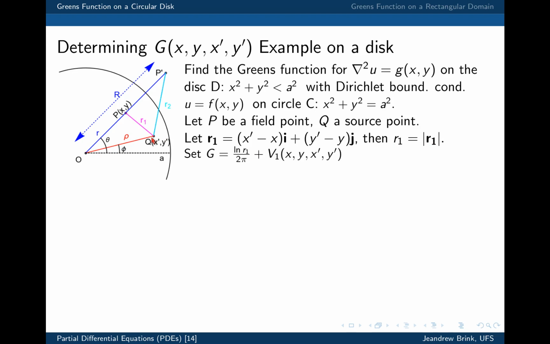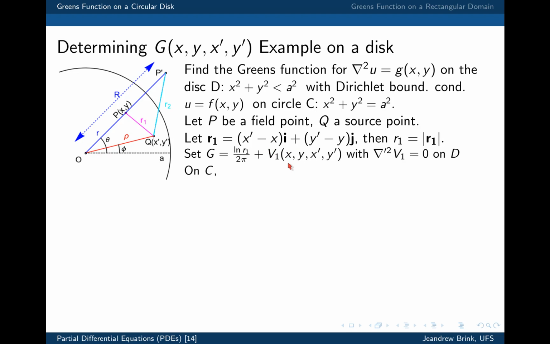We do that because we use it to write down our symmetrical solution. Our Green's function is just the symmetrical solution around the source point, so it's ln of R1, where R1 is just the magnitude, over 2 pi, plus this potential V1 of x, y, which is a function of both the field coordinates and the source coordinates. And we're now going to solve for V1, which is what's necessary to construct our Green's function on the disk.